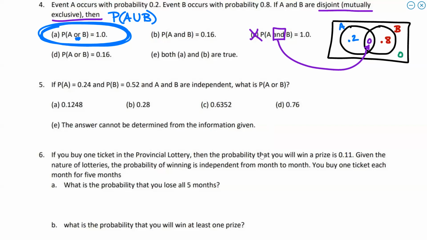Question number 5. If A is 0.24 and B is 0.52, and A and B are independent, what is the probability of A or B? What they are asking me to find here, probability of A or B. If I'm thinking about that Venn diagram, they want all of this. That is A or B. That is A union B.